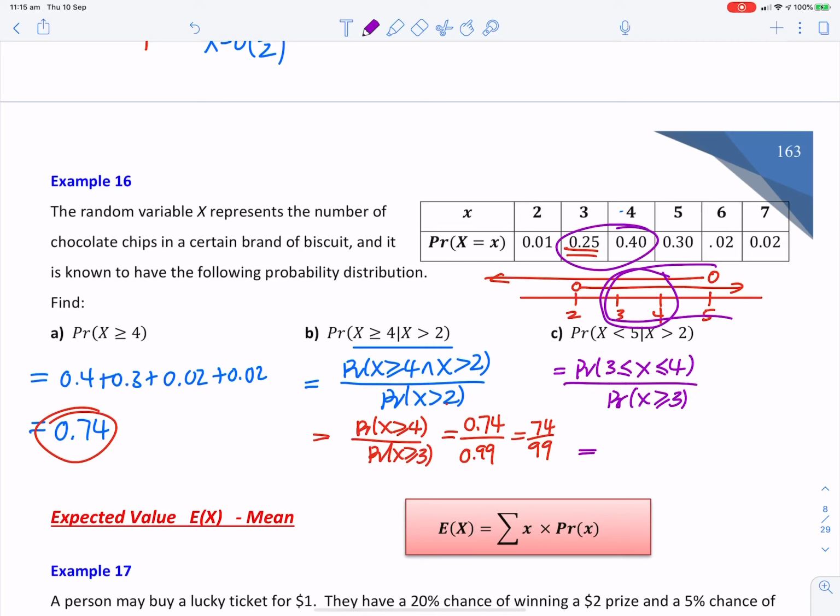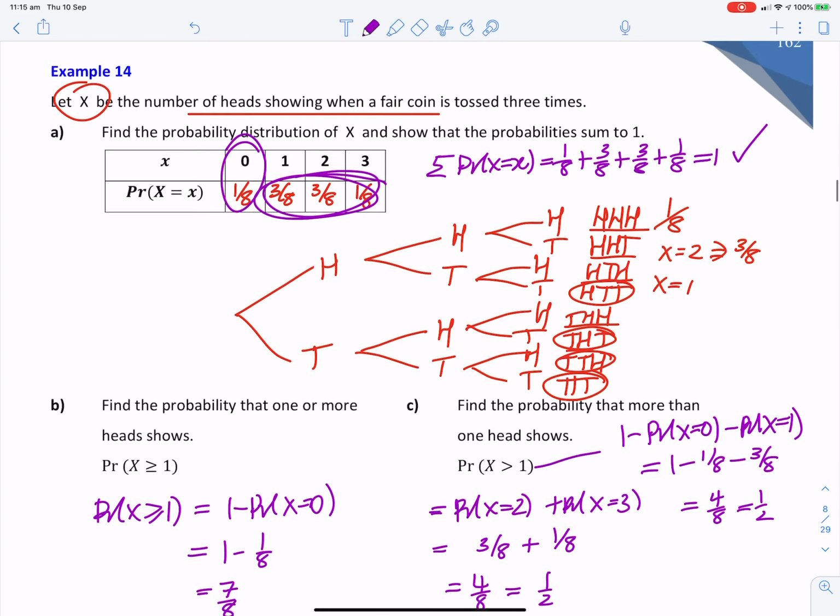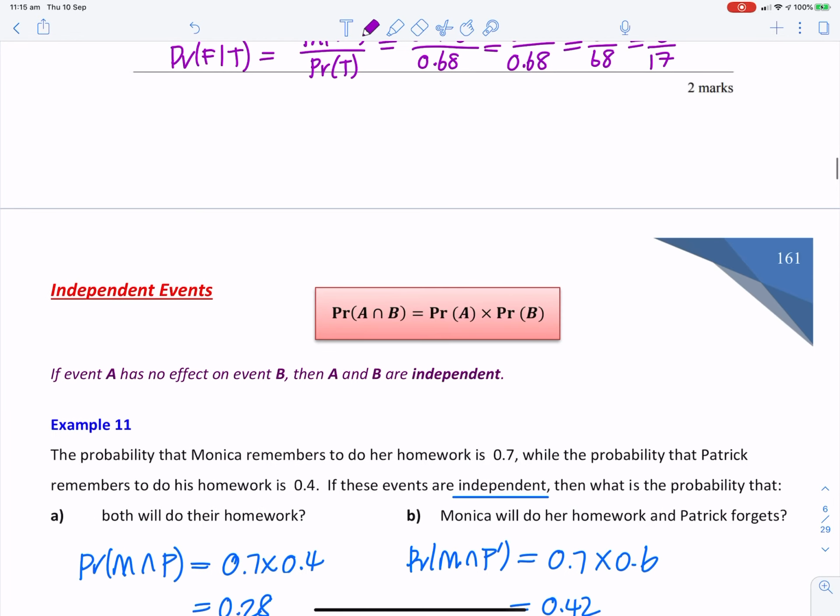So between 3 and 4 is, add them together, 0.65. Greater than or equal to 3, we know is 0.99, because we just did that, which is 65 over 99. So that's our probability of getting less than 5 chocolate chips, given that we had at least 2 chocolate chips. So that's looking at discrete random variables and also independent events.